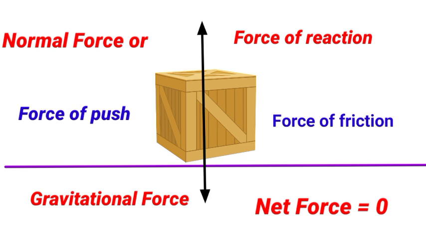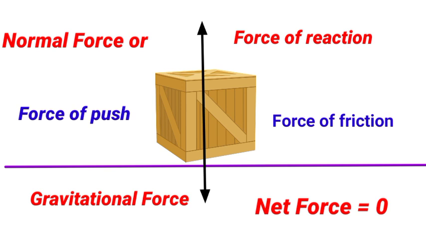Now suppose we push it in this direction lightly. So there will be one more force, that is the force of our push. Since we have pushed it lightly, this heavy box will not move at all. And this is because of another force which comes into play in the opposite direction to our push. And this force is called the force of friction. So here we have seen that even though the box is at rest, there are four forces acting on this body.